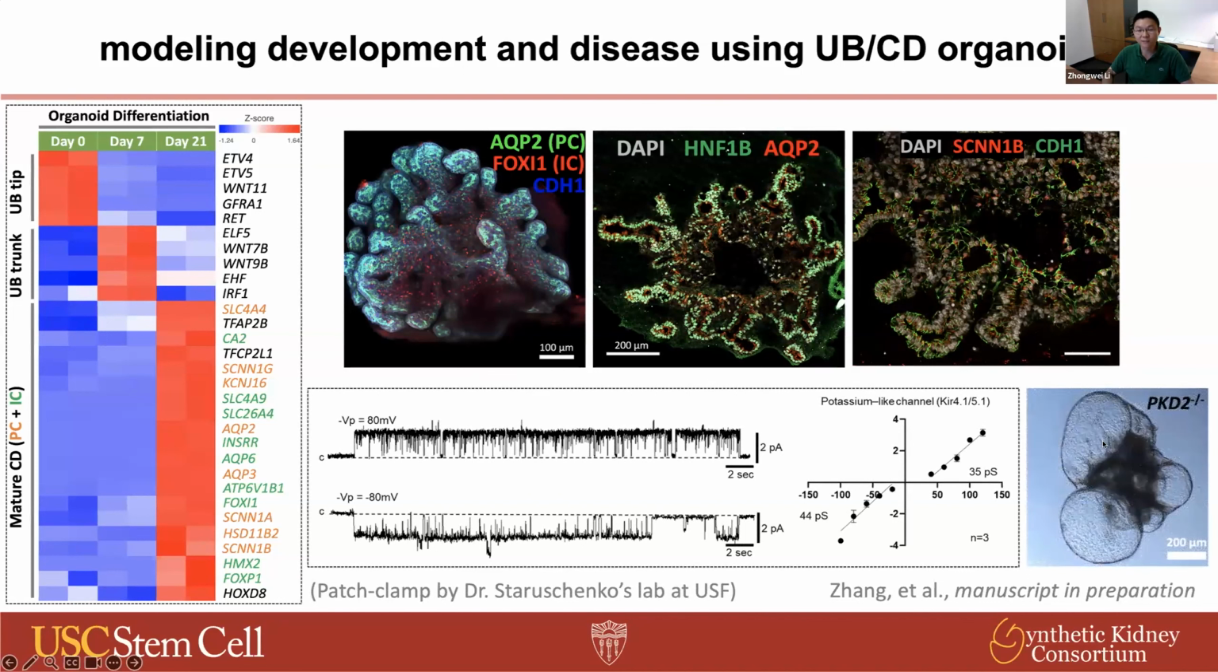And more recently, we used our PKD2 knockout human stem cells, as described earlier, to generate the UB organoid and the CD organoid. And again, we found that the cysts can form in our mature and functional human collecting duct organoid. Currently, we are trying to characterize these collecting duct models of PKD extensively using the assays we described earlier for the nephron organoid model of PKD.